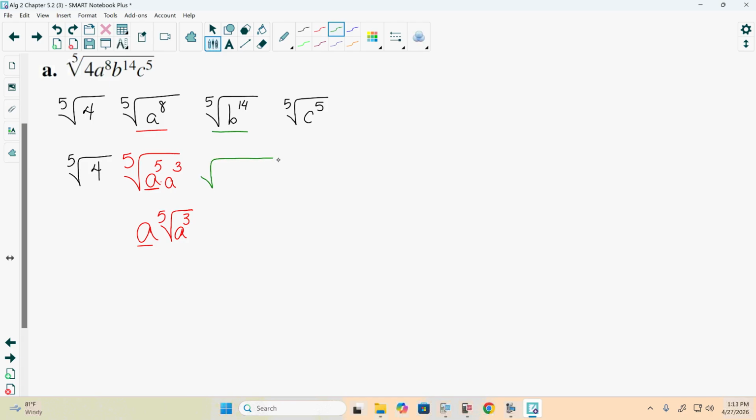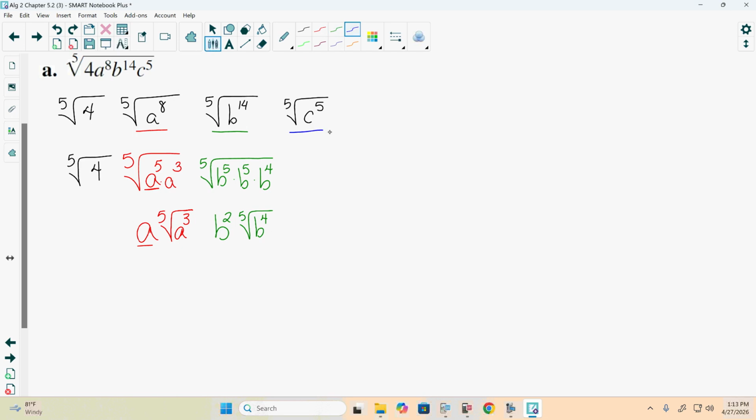Fifth root of b to the 14th. Well, I definitely would have one group of 5 b's. Actually, I would have 2, and that leaves me with 4 left over. So really all I'm doing here is just grouping groups of 5's. I have 5, I have 10, 4 more gives me my 14, which tells me that I have 2 that are going to come out of this fifth root. However, 4 are going to be left inside.